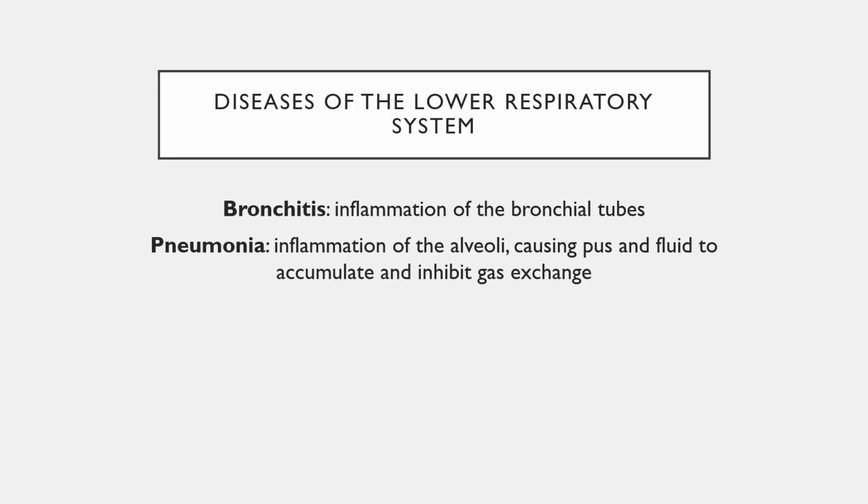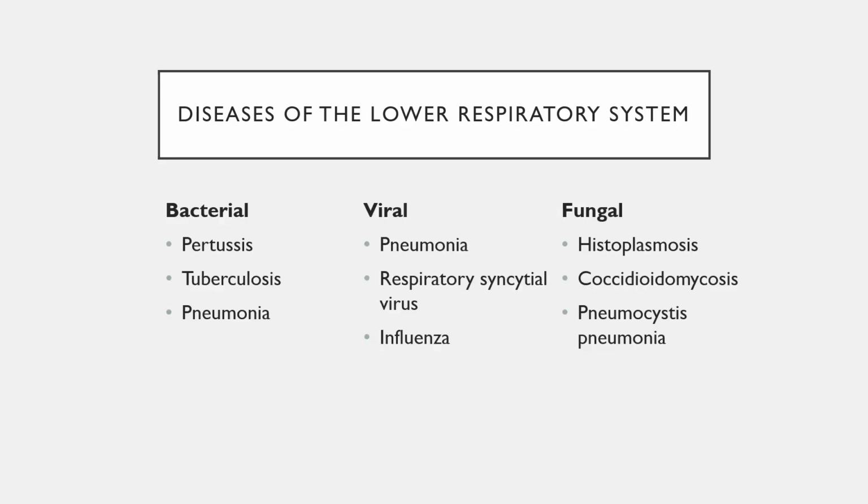Here is the list of infections we will be looking at in the lower respiratory system. We have 3 that are bacterial in origin: pertussis, tuberculosis, and pneumonia. 3 that are viral in origin: pneumonia, respiratory syncytial or RSV, and influenza. And then there are 3 that are fungal: histoplasmosis, coccidioidomycosis, and pneumocystis pneumonia. So let's begin with those that are bacterial.